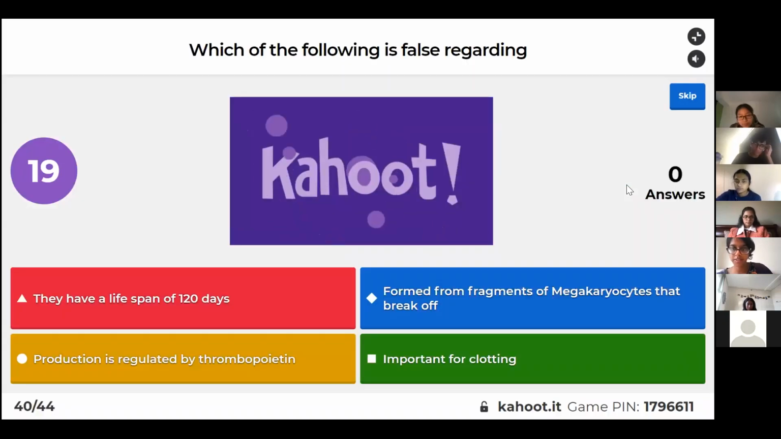Just a few questions to go, guys. The question is false regarding thrombocytes. I didn't finish writing the question.